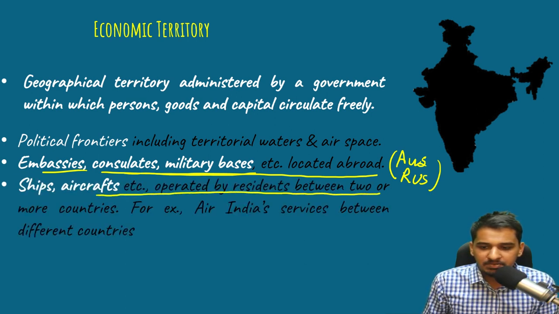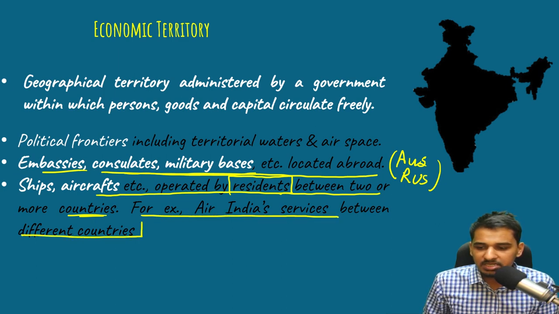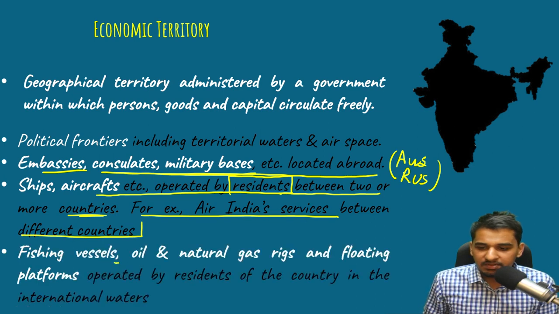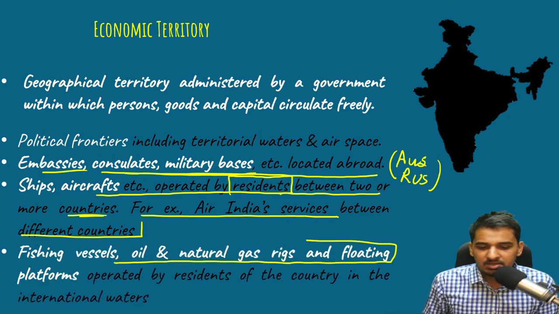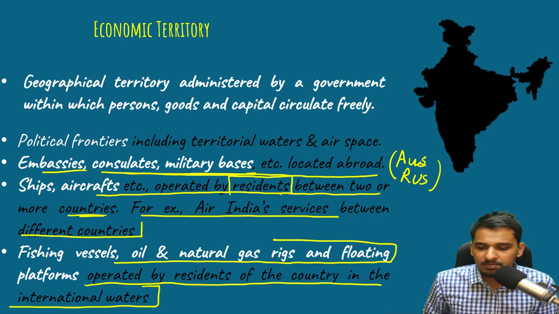Ships, aircraft, etc. operated by residents between two or more countries. If it is operated by a resident or any Indian entity between two or more countries, for example Air India services between two different countries, then it will form part of the economic territory. Fishing vessels, oil and natural gas rigs, floating platforms operated by residents of a country in international water. Again, if these are operated by any resident of India, then they will be part of India's economic territory.